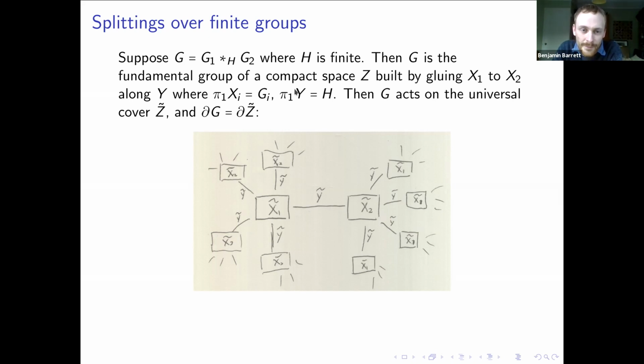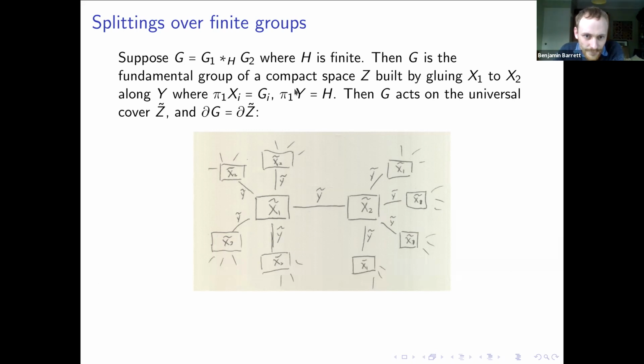Given that I'm allowed to choose any hyperbolic space on which G acts geometrically to compute the boundary of G, I might as well choose this one. So the boundary of G is the Gromov boundary of this space Z tilde, which is the space I've tried to draw here. It's big and infinite, so I've only drawn part of it.